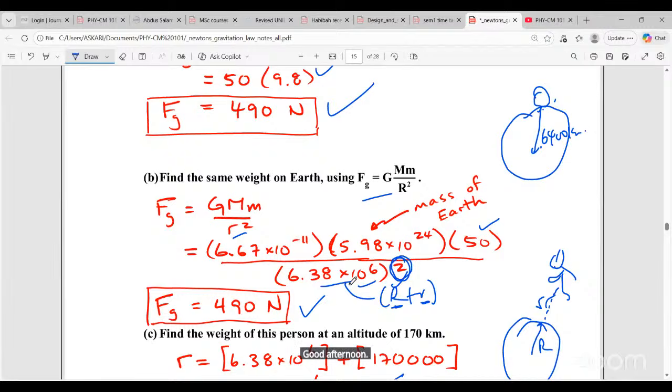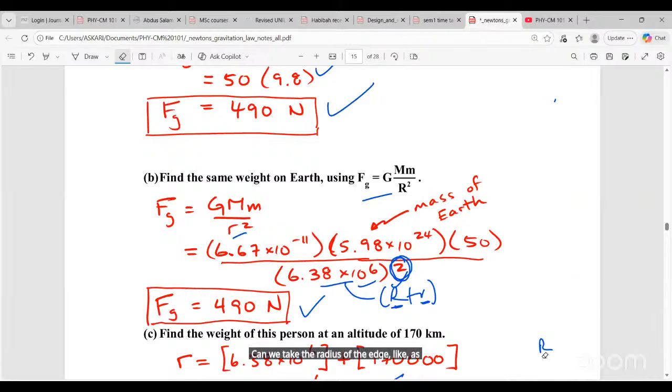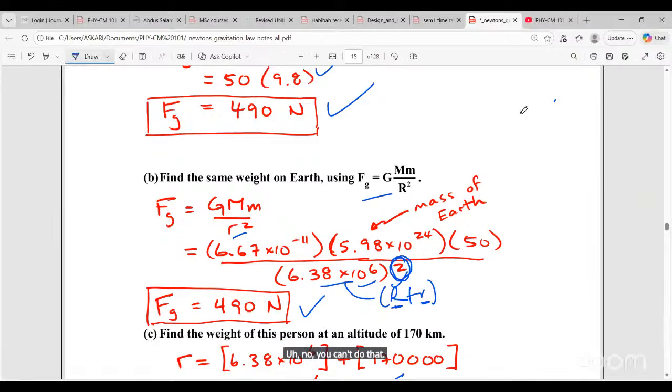Good afternoon, sir. I have a question. If they did not give us the distance between the two masses, can we use the radius of the Earth as the distance of the person? No, you can't do that. The distance between objects on the surface of the Earth must be given. Okay, sir. Thank you, sir.